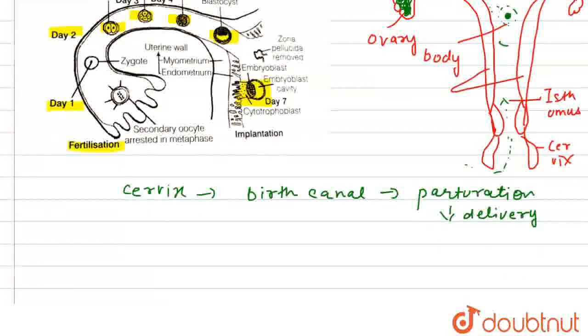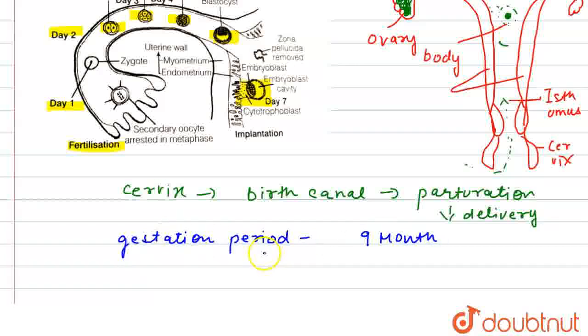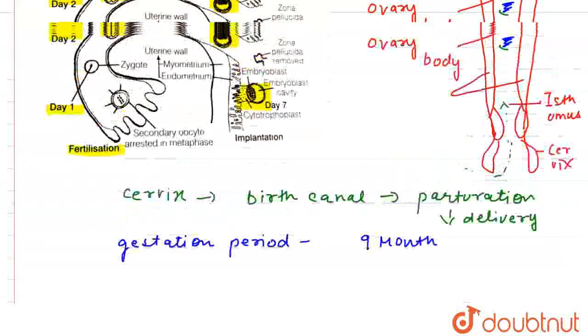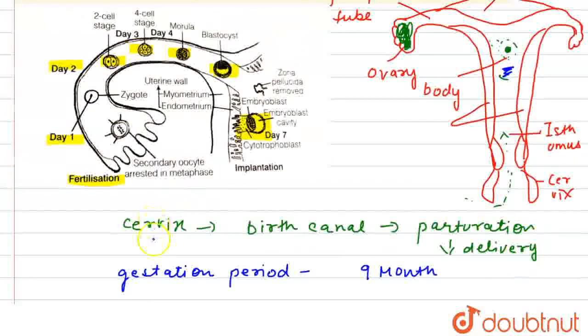Now this parturition is basically after the gestation period. The gestation period is around 9 months in a human, right? Gestation period is basically the period of embryonic development, where this blastocyst will grow here in this part, and when it is fully formed, the parturition will take place, and that is done through the cervix. So this is the role of the cervix here.